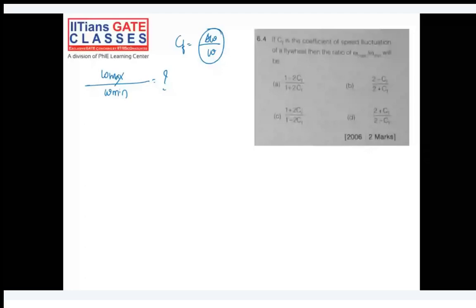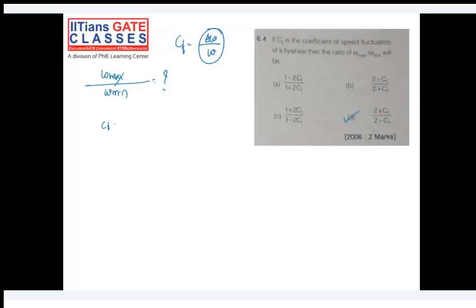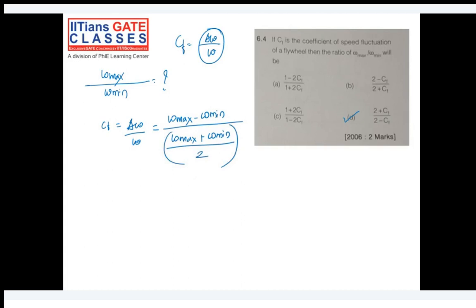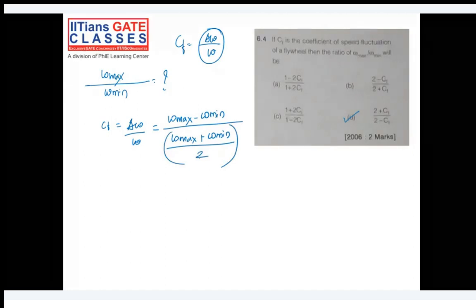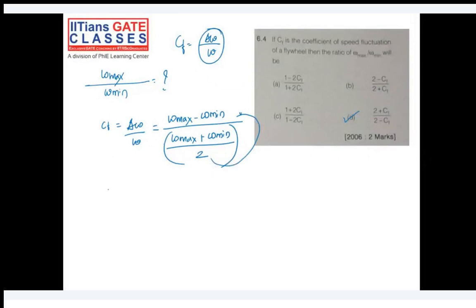See, the hint here is CF. What is CF? CF is equal to delta omega by omega, as I said. What is delta omega? Omega max minus omega minimum, divided by omega mean, which is omega max plus omega minimum divided by 2. So in other words, if you take this 2 into the numerator and do the cross multiplication, can I write it like this: CF into omega max plus CF into omega minimum equals 2 times omega max minus omega minimum, right? We can write it like this.